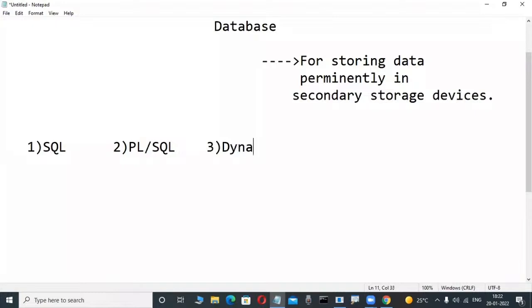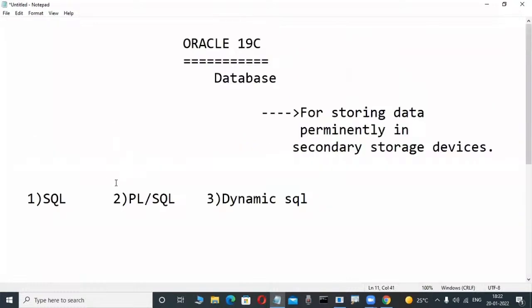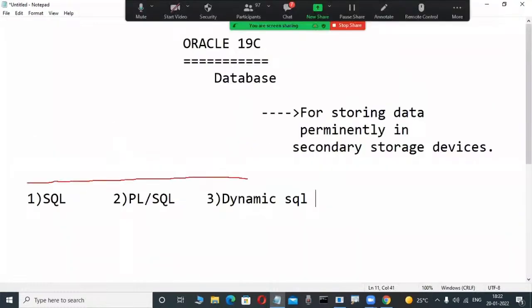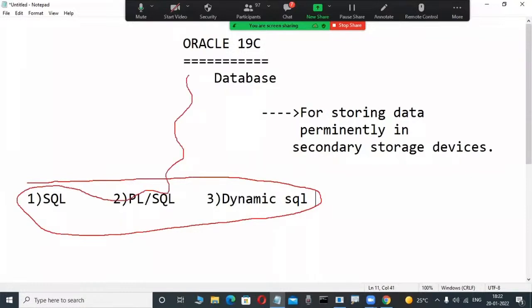Dynamic SQL is a language. Dynamic SQL is a small one only, because we have good knowledge of PLSQL, so it is a little bit of an extension. Dynamic SQL language. You have an idea of these three languages. And through these three languages, we are operating Oracle software.